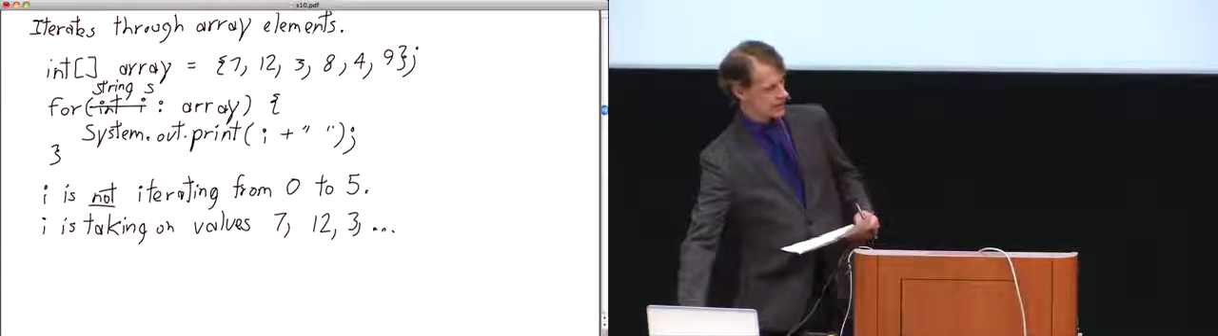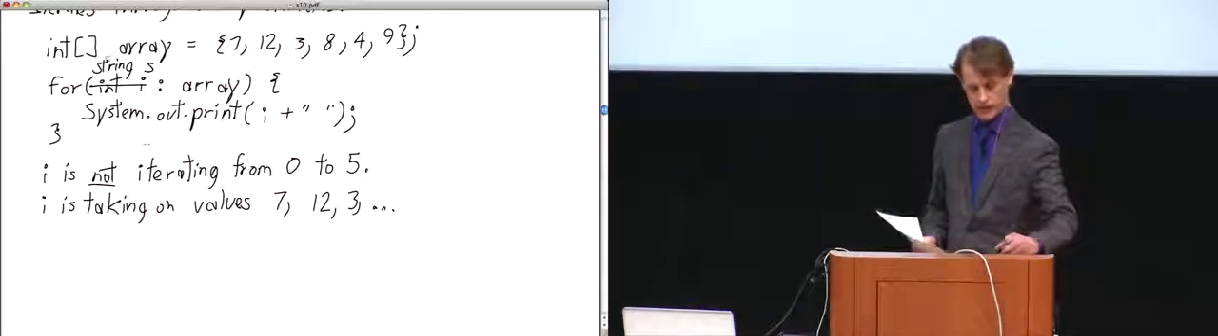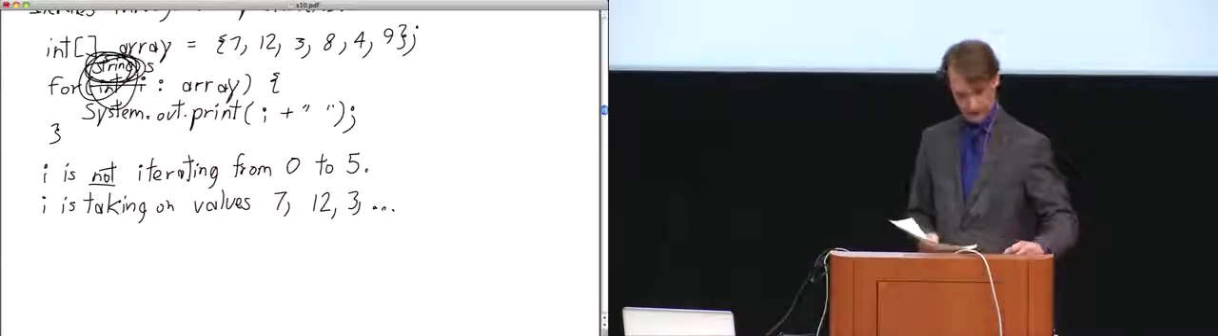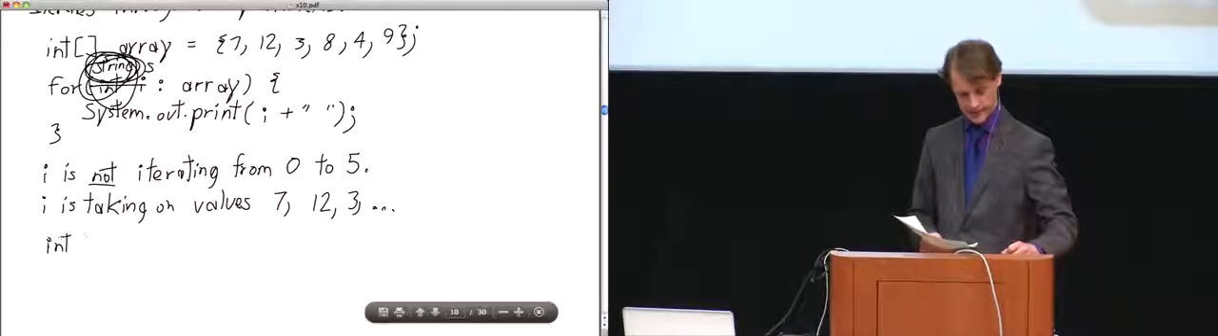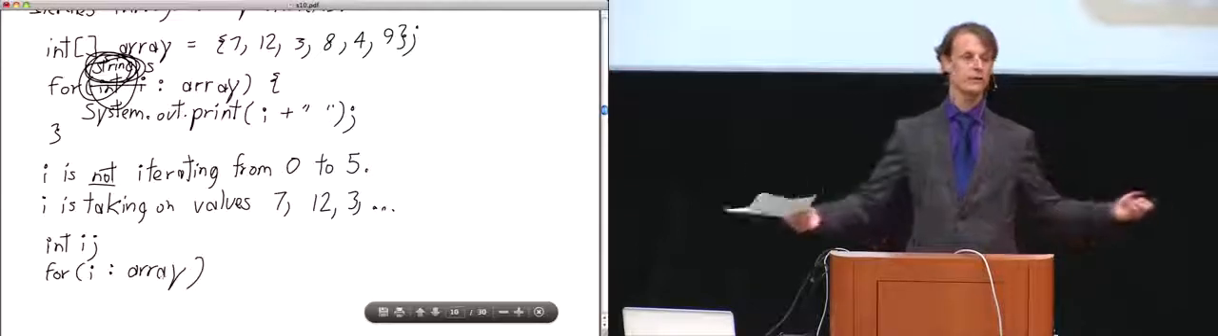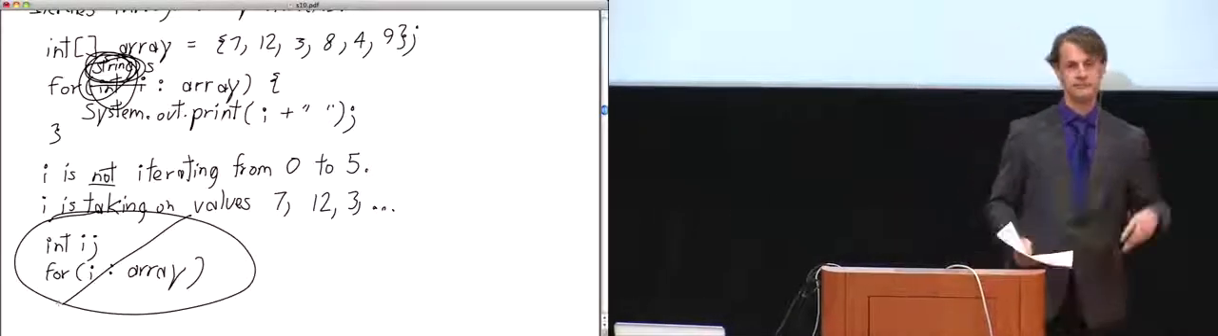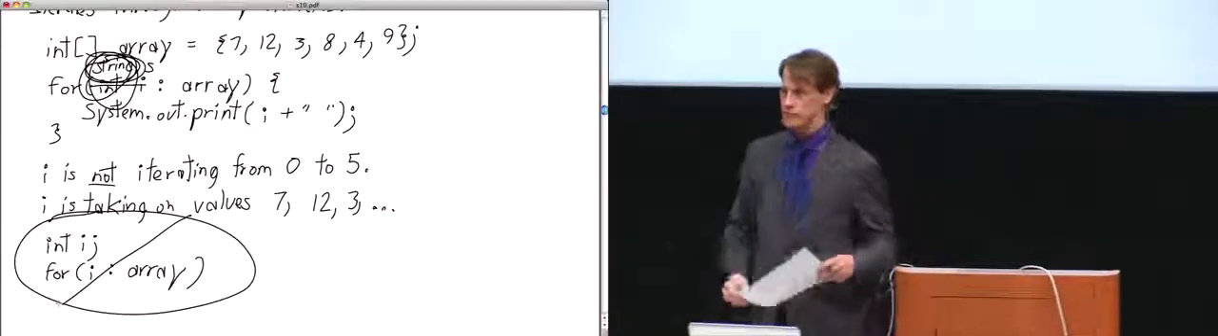One other thing I should say, this is a kind of nuisance, but you actually do have to have the declaration here inside the for loop. You would think that you would be able to write int I, for I : array, but no, you cannot. The compiler rejects this. I don't know why. Any more questions about that?